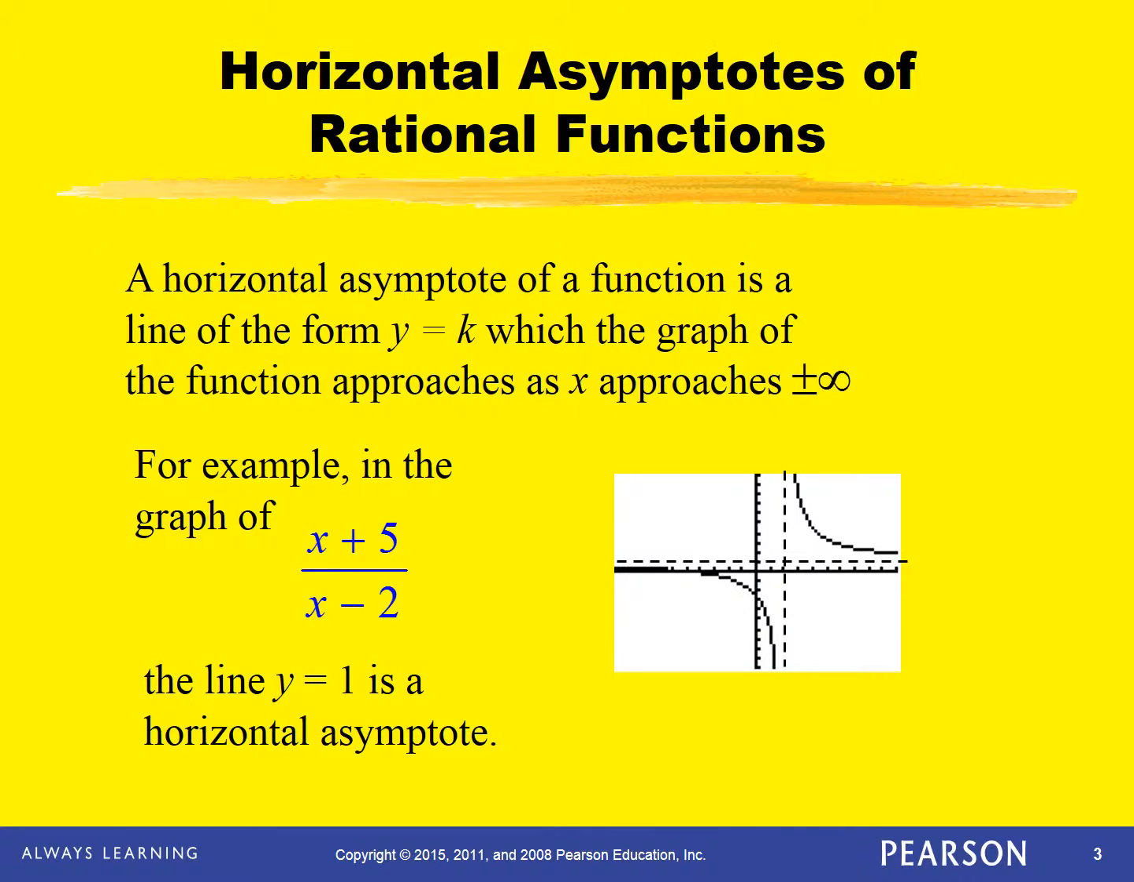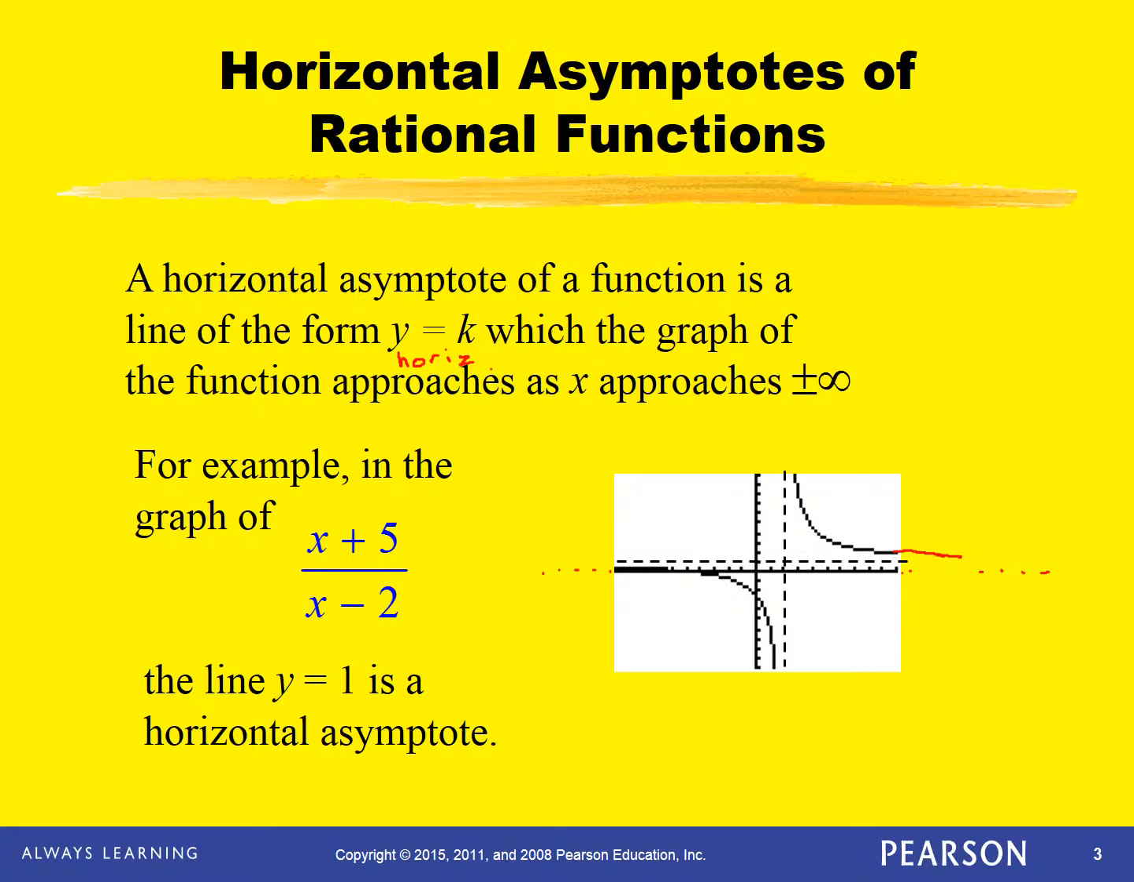A horizontal asymptote of a function is a line that has equation of the form y equals k. We recognize that as the form of an equation of a horizontal line. Y equals just a number, which the graph of the function approaches as x approaches plus or minus infinity. So as x goes infinitely to the right or infinitely to the left, the graph approaches that horizontal line, which in this case is the line y equals 1.